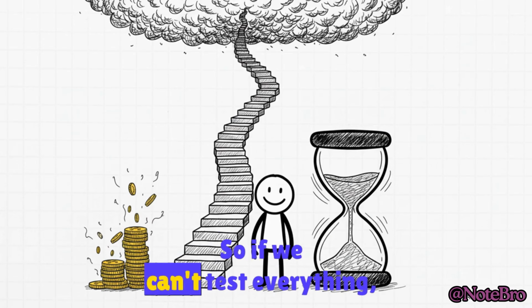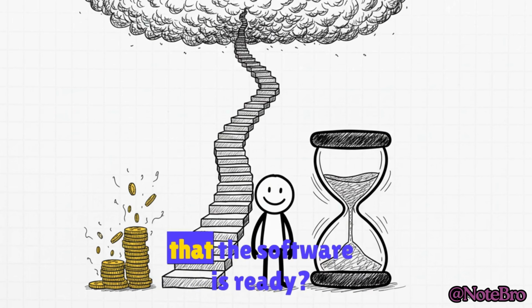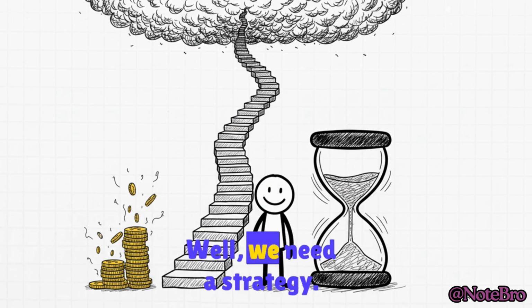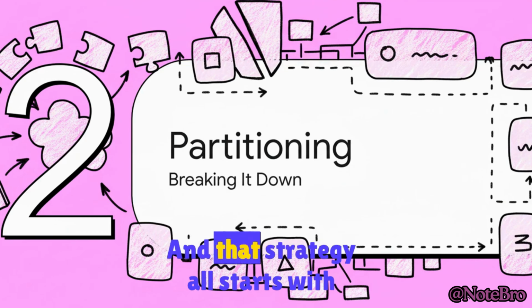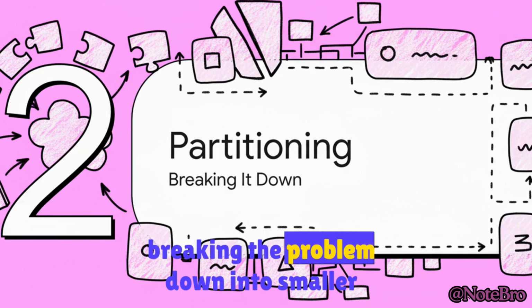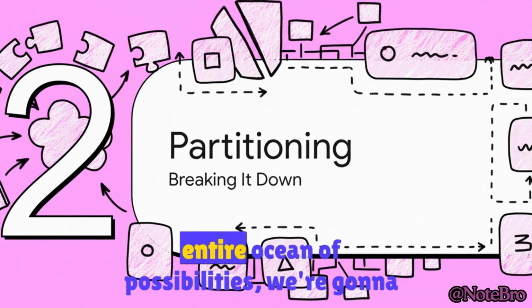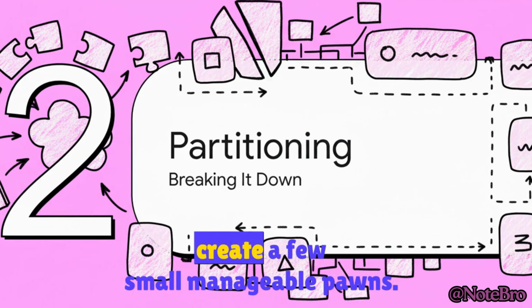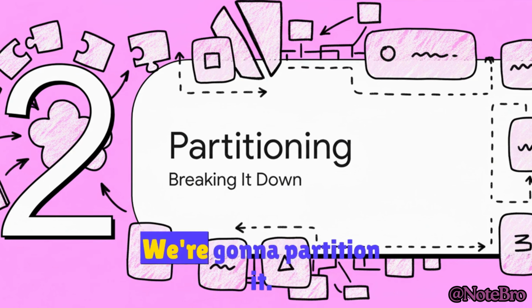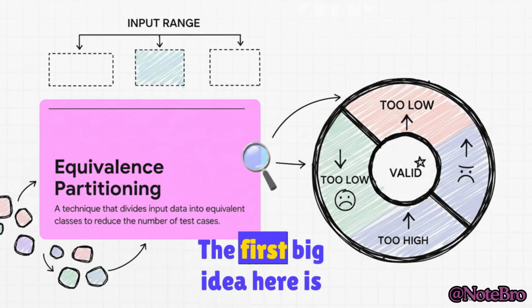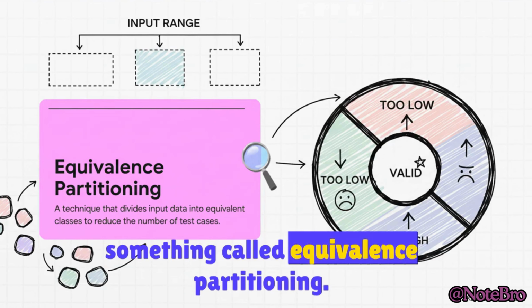So if we can't test everything, how do we get any confidence that the software is ready? Well, we need a strategy. And that strategy all starts with breaking the problem down into smaller pieces. Instead of trying to boil the entire ocean of possibilities, we're going to create a few small, manageable ponds. We're going to partition it. The first big idea here is something called equivalence partitioning.